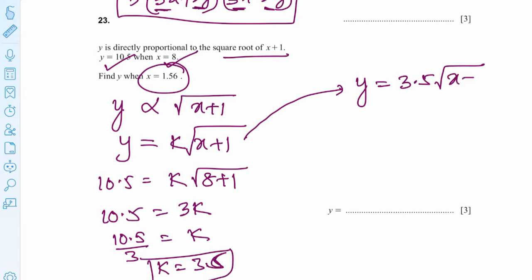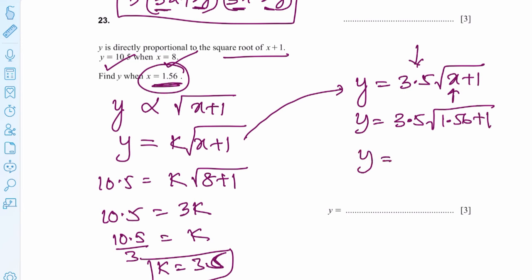It is given x plus 1 because k is replaced here. Now x value, what is given? 1.56. Let me write down here. So 3.5 square root of 1.56 plus 1, right? Which is 2.56. So when you put the value in calculator, your answer should be 5.6. Okay, so value of y equals to 5.6.